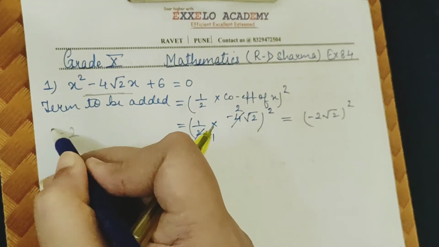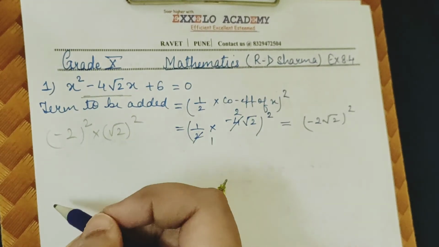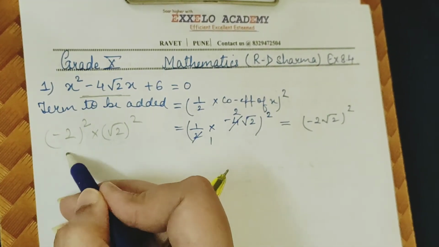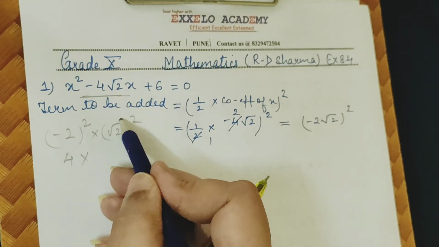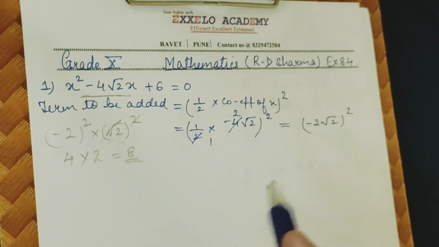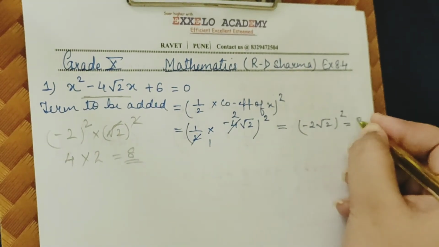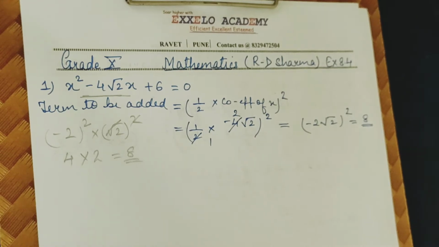So it will be minus 2 square multiplied by root 2 square. Okay, so minus 2 into minus 2 will give you positive 4 multiplied by root 2 square. So root and square will get cancelled, so it will be just 2, that is you got the answer as 8. So hence the answer is 8. It means the term which we need to add is 8.